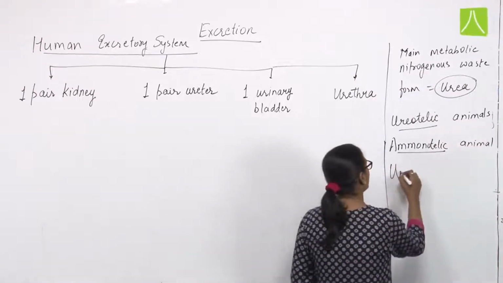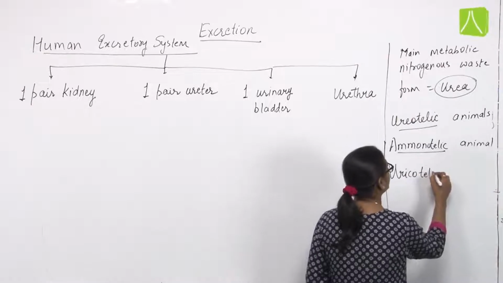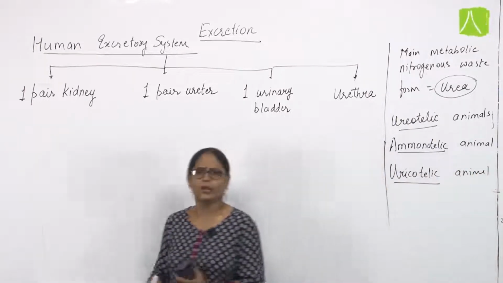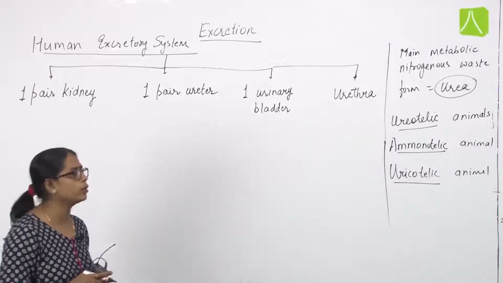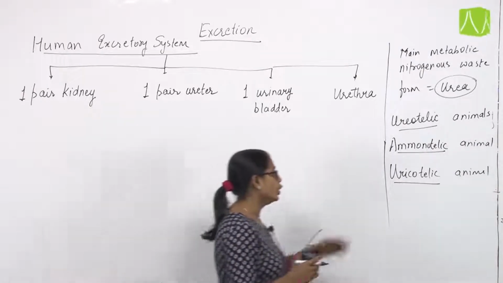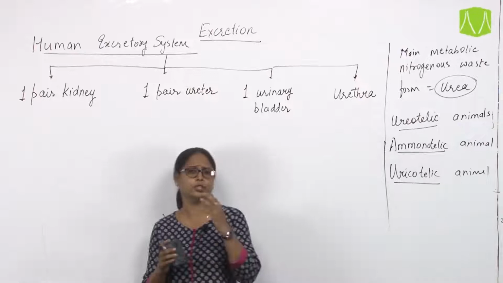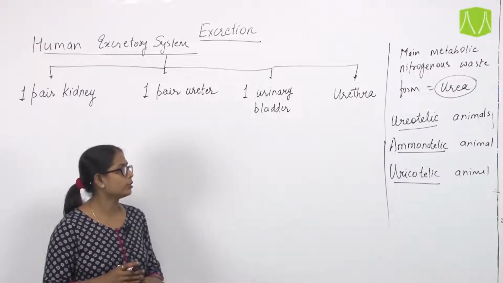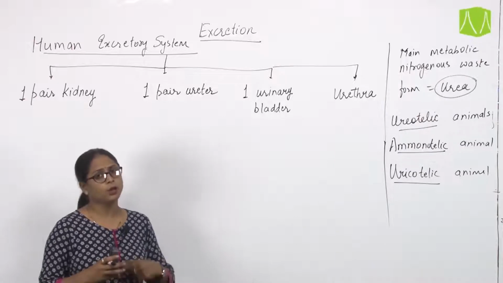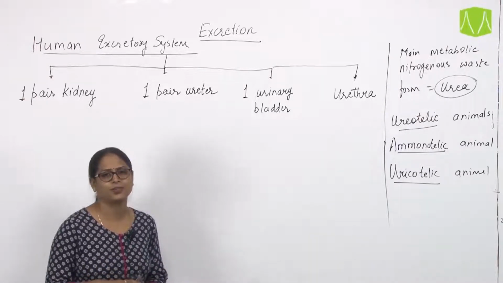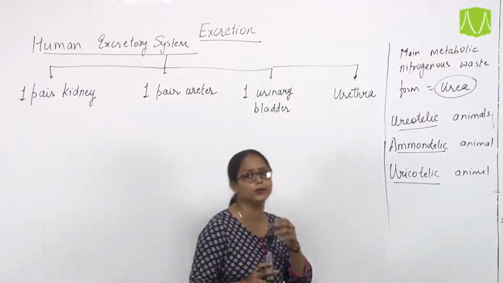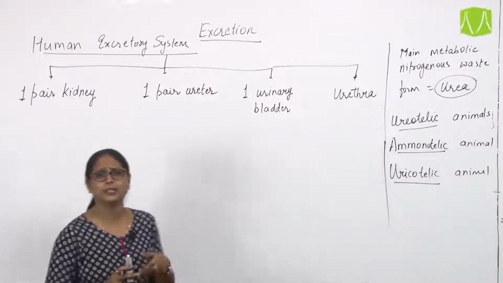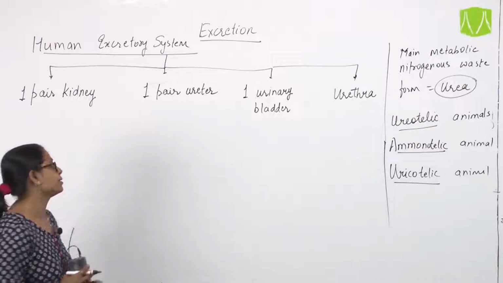Another type of animals are uricotelic animals. These excrete uric acid. Like we discussed in the previous lecture, uricotelic animals excrete uric acid, which does not need much water. So this type of excretory waste is released by certain terrestrial animals like reptiles and especially birds. All birds excrete uric acid. That means a dry form of excretory waste.